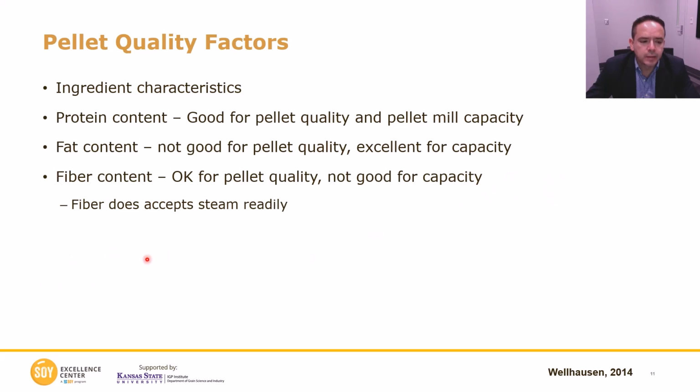And then the fiber content is going to be okay for pellet quality. Typically, when you have ingredients with a good content of fiber, they tend to improve pellet quality, but they are not very good for capacity. And this is because fiber doesn't accept the steam readily. So if you have diets that contain more fiber, and then you are pelleting those diets, then you need to find alternatives to increase retention time in the conditioner to allow those particles to hydrate better.